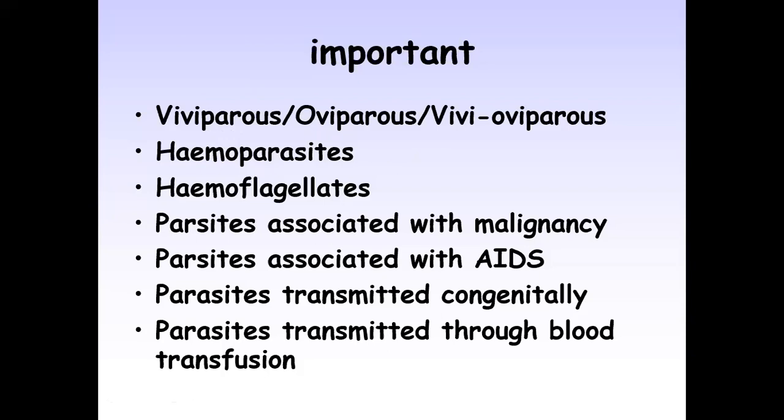Viviparous and oviparous are terms which you are going to use when we study the nematodes. Viviparous are those parasites which pass out the larval forms in the stool. Basically, their eggs hatch within the intestine, and through the fecal matter it is the larval forms which are passed out. Oviparous, the ova are passed out, and vivi-oviparous, when either the larval form or the ova can be passed out by the parasite.